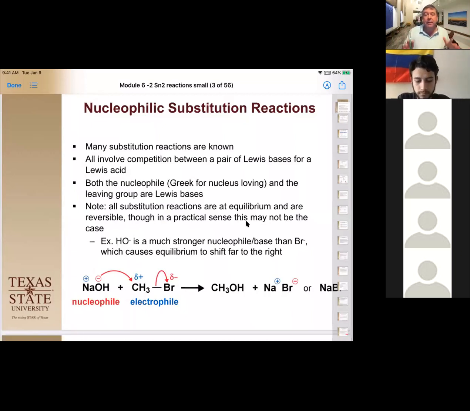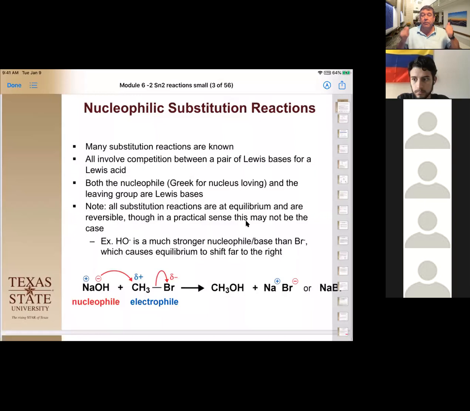Many different substitution reactions are known. Anytime you take a neutral molecule and displace something with something else to make a new neutral molecule, that is typically called a substitution reaction. Unlike when you have a double bond and add across it, which is an addition reaction, you have to actually remove something and add a new bond to get a substitution reaction. All involve a competition between Lewis bases and Lewis acids. You'll know which way the reaction goes depending on how strong the Lewis acid or Lewis base is on each side of the reaction.